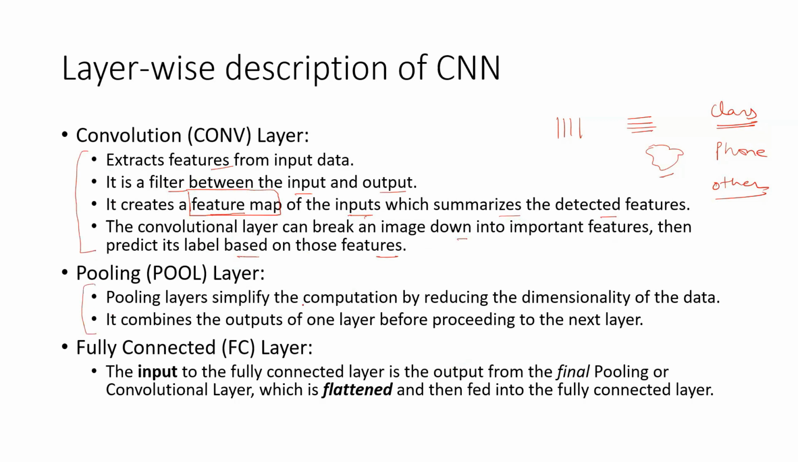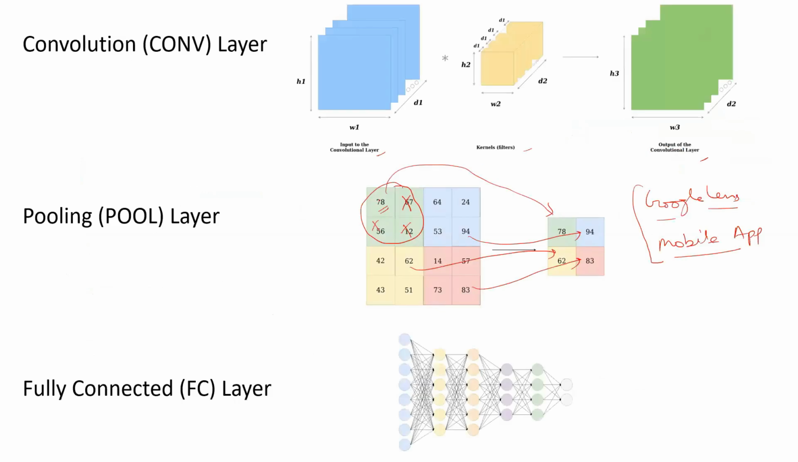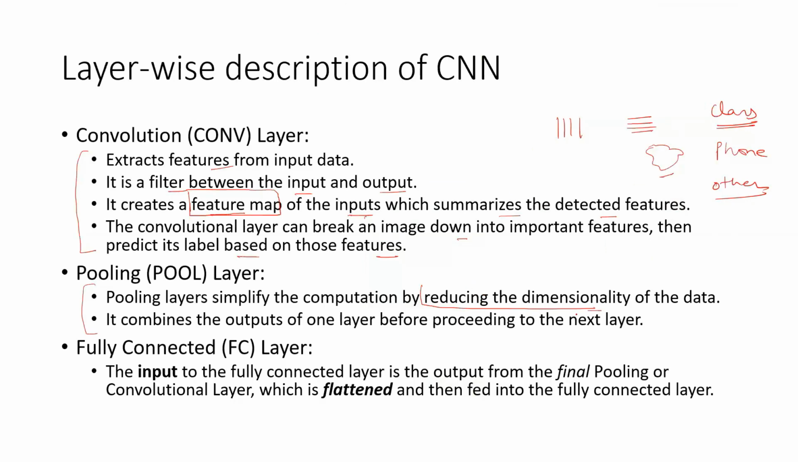Then we have a pooling layer. It simplifies the computation by reducing the dimensionality. It basically does two things. One is that it reduces the complexity, because we are selecting only a few portions, as we see in this one. Only one value is of interest to us, and the remaining three we are ignoring. So we are reducing the dimensionality of the data.